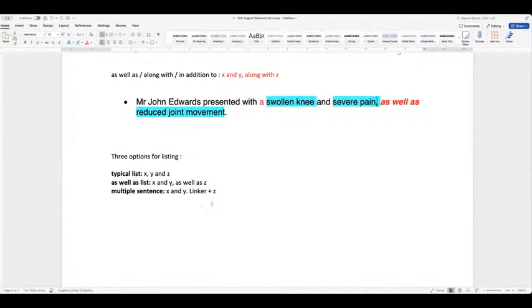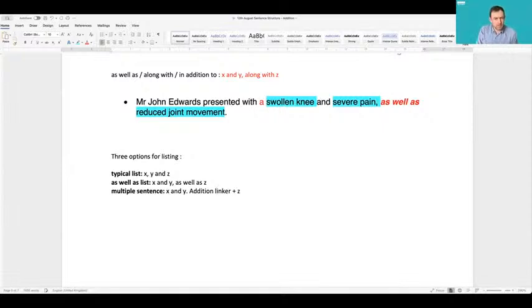Yes. So can we say, on the multiple sentence, X and then full stop, addition linker, and then plus Z? Yeah, it could be. It doesn't have to be X and Y. It could just be X and then addition linker, Y and Z. Yeah, you could. One more question. Yeah, so you could say Mr.